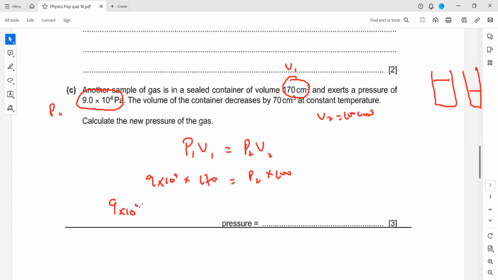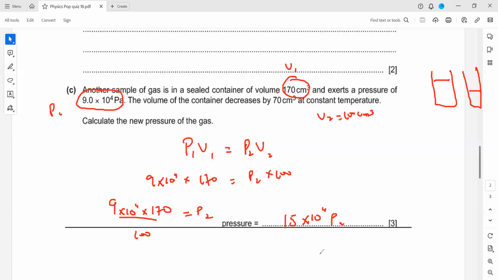So 9 into 10 power 4 times 170 divided by 100, that will give us the final pressure of the container, which is about 1.5 into 10 exponent 4. So it is equal to 1.5 into 10 exponent 4, and the unit will be Pascal.